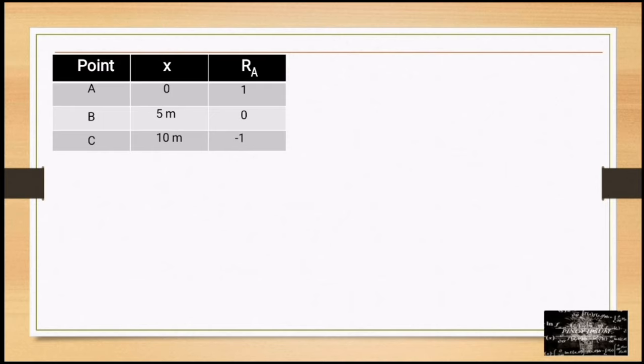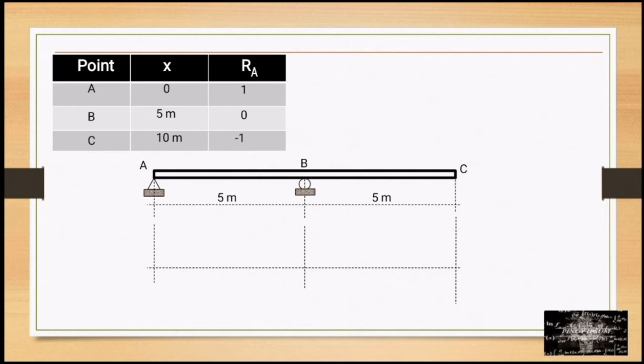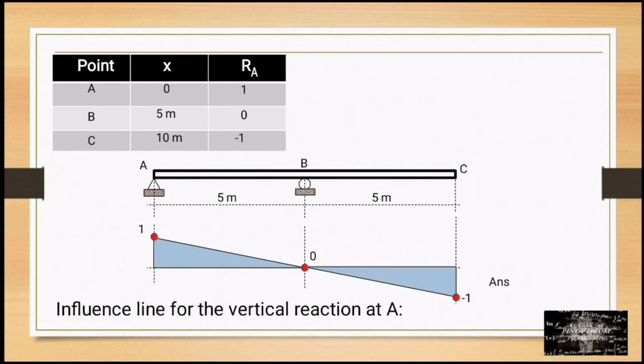Now for the influence line, at point A, we have an ordinate of 1. At point B, we have 0. Then at C, negative 1. Then we connect them. So this is the influence line for the vertical reaction at point A. Okay?